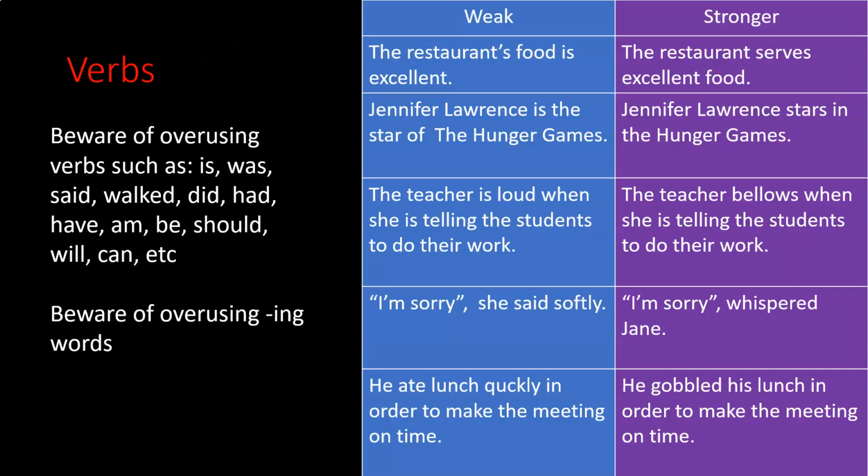We also want to look at the verbs we're using, and this is something that comes with being more sophisticated as a writer. We are trying to avoid the repetition of certain basic verbs in particular, things like is, was, said, walked, had, did, have, be, should, etc. These are all very, very basic ways of speaking. Now, we may use them quite a lot in our speech, but when we're looking at creating a really vivid piece of creative writing, we want to go a bit further than this. We want to push ourselves a bit more.